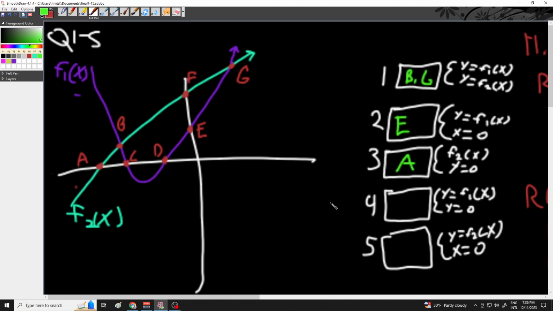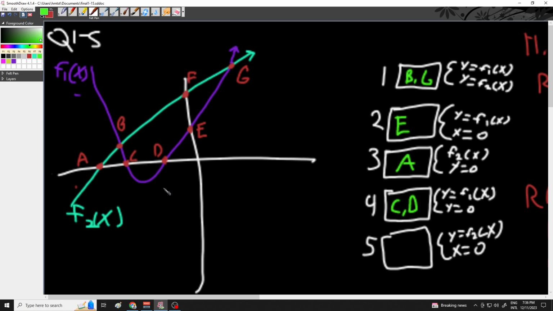The fourth, y is equal to f1(x), and then y is equal to 0. So we have to figure out where y is equal to 0, or laying flat down on the purple graph. That's going to be C and D, because in both these cases y is equal to 0.